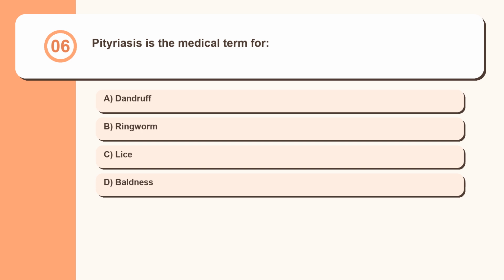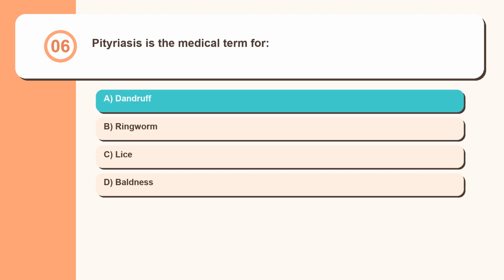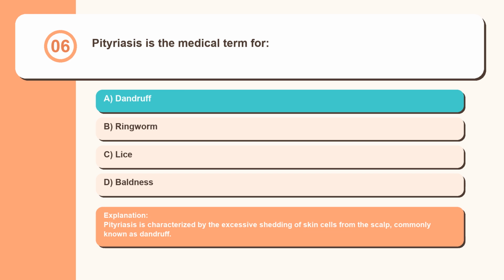Question 6. Pityriasis is the medical term for dandruff, ringworm, lice, baldness. Pityriasis is characterized by the excessive shedding of skin cells from the scalp, commonly known as dandruff.